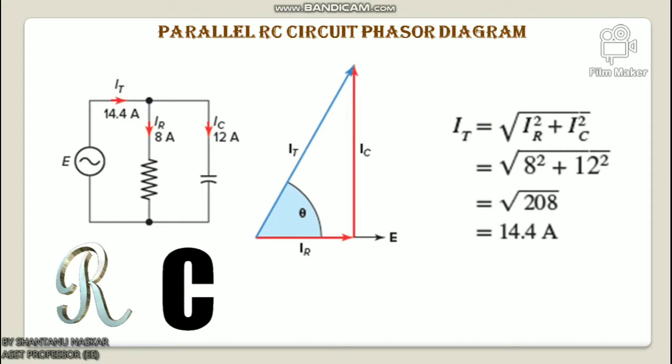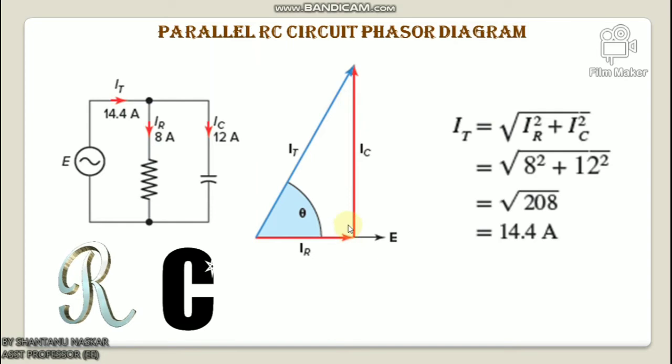Since the current through the resistor is in phase with the voltage across it, let IR equal 8 ampere, shown superimposed on the voltage vector, and the capacitor current IC, which equals 12 ampere, leads the voltage by 90 degree and is positioned in an upward direction. It is approximately 90 degree.